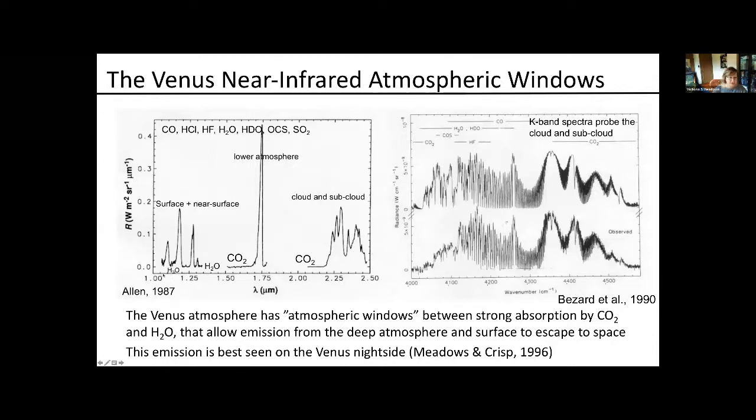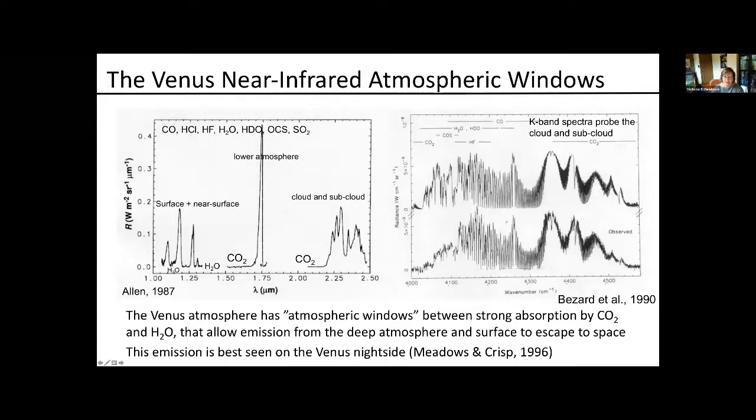And so if you look at Venus in the near-infrared from about 1 to 2.5 microns, there is in fact radiation that escapes from the lower atmosphere, the subcloud atmosphere of the planet, and even as far down as the surface in these shorter wavelength windows. And you see this thermal emission most prominently on the night side of the planet.